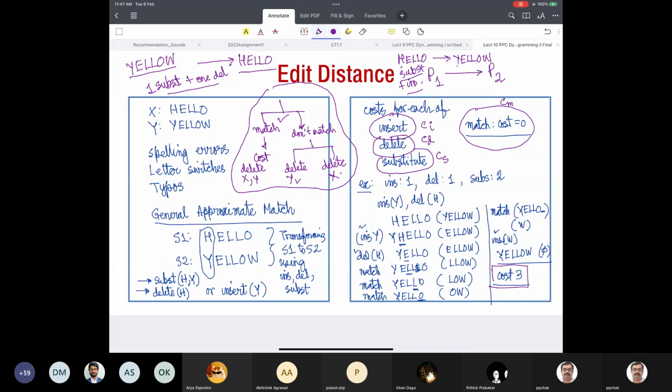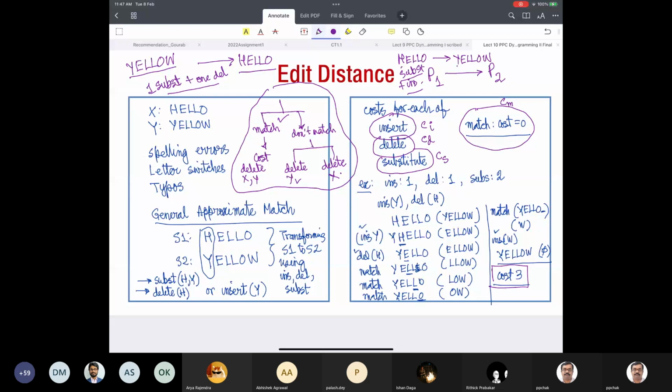So I have to convert one string to another with minimum cost. This is what is called the edit distance: the distance from one string to another through match, insert, delete, and substitute.